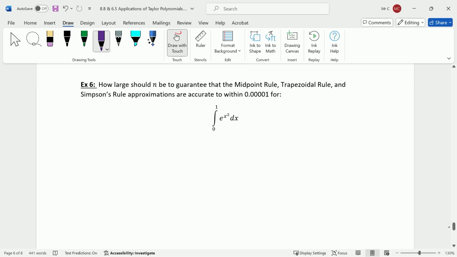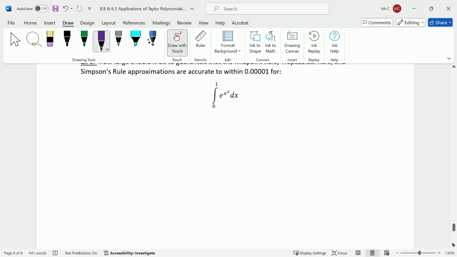So now, how large should n be to guarantee that the midpoint rule, trapezoidal rule, and Simpson's rule approximations are accurate to within 0.00001 for the integral from 0 to 1 of e to the x squared? Okay, so again, I'm going to skip some computation here because this video is already a pretty long one combining these two topics, and I don't want to waste any unnecessary time. So I'm going to skip some of these derivative computations.